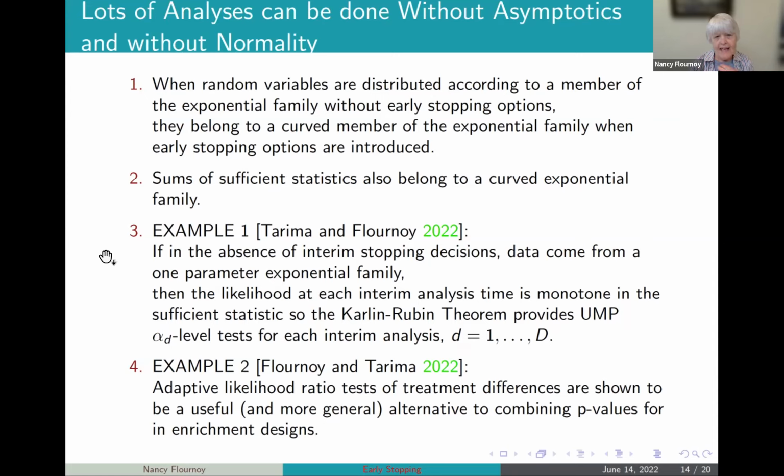And examples that we've worked out about how this construct is useful, as I alluded, the first one is in this Metrika paper. We showed that you get uniformly most powerful tests in a particular construct of interim analyses. And again, it's somewhat of a toy problem mathematically, but it's to illustrate again how to use the likelihood construct to do more.